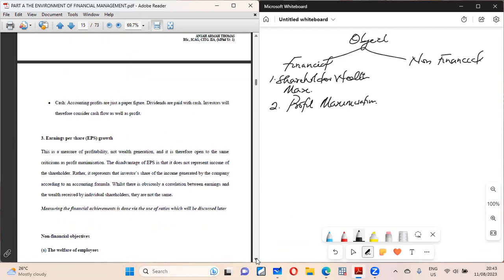Then we have also earnings per share growth. So earnings per share growth. These are the profit or financial objectives.